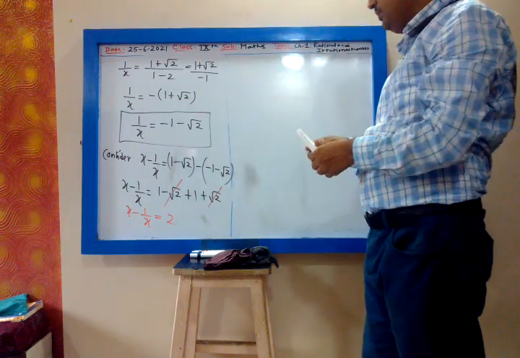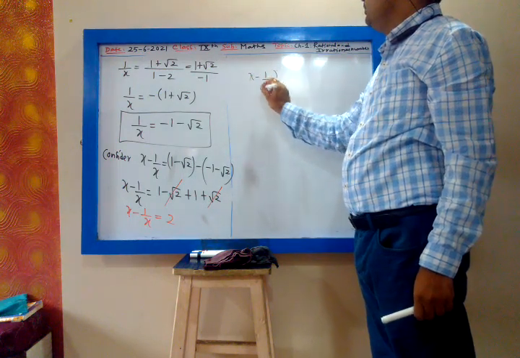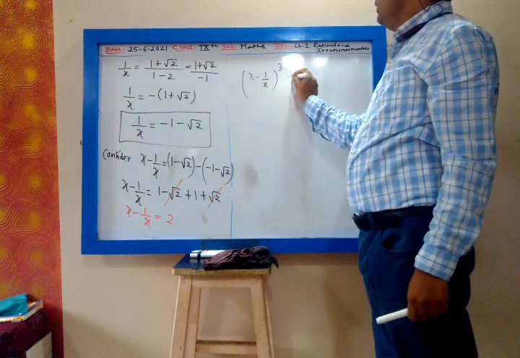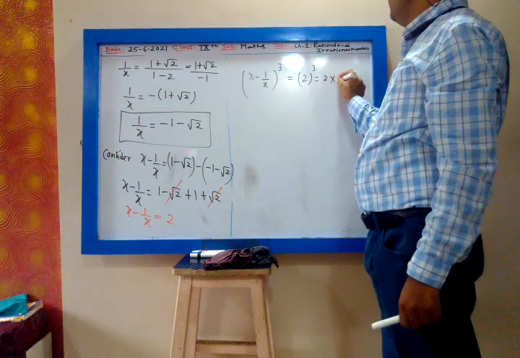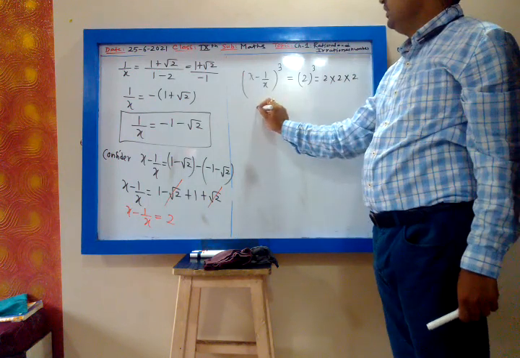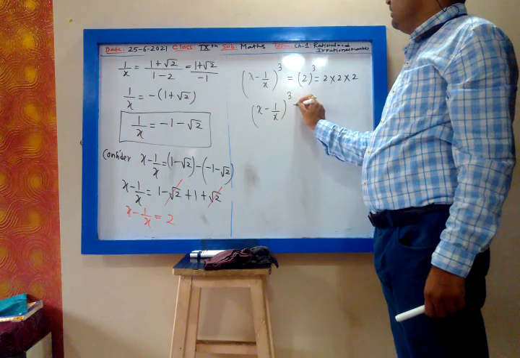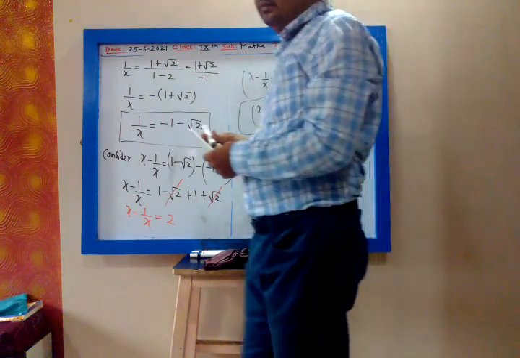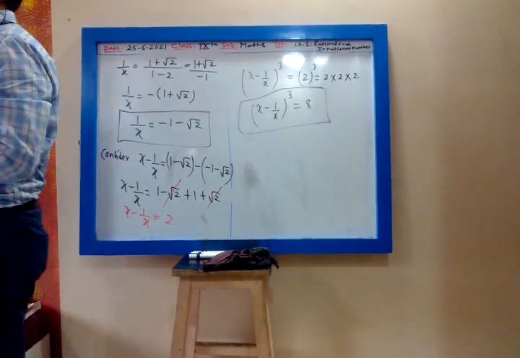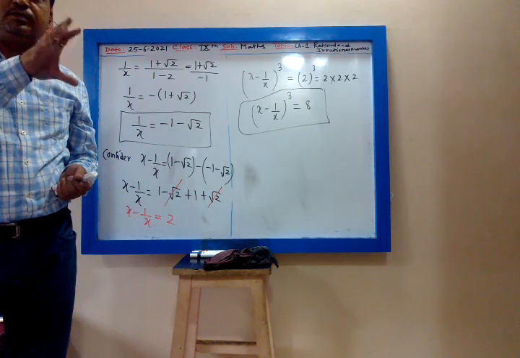So now we consider x minus 1 upon x cube. So that will be 2 cube. 2 cube is 2 into 2 into 2. 2 2s are 4, 4 2s are 8. So x minus 1 upon x whole cube is equal to 8. And this is the answer. Clear? So in all this type of problem, whenever we have division of irrational, we rationalize the denominator.